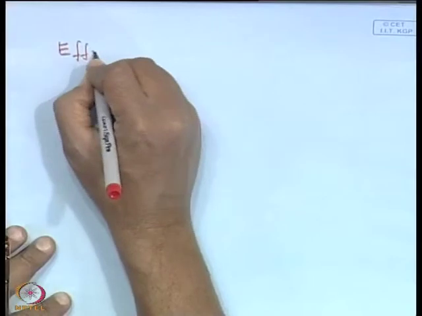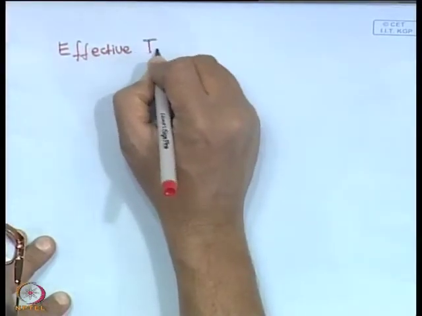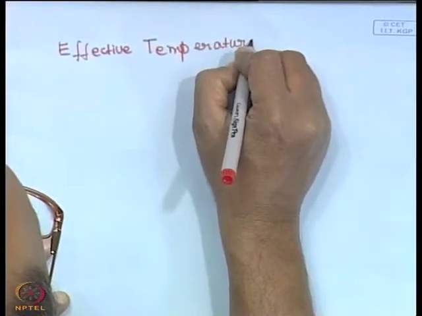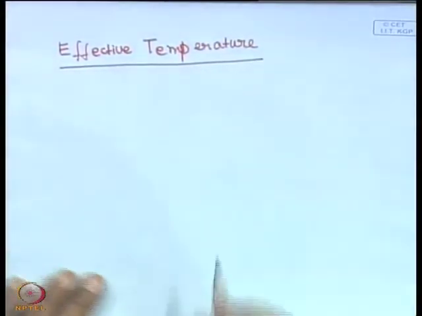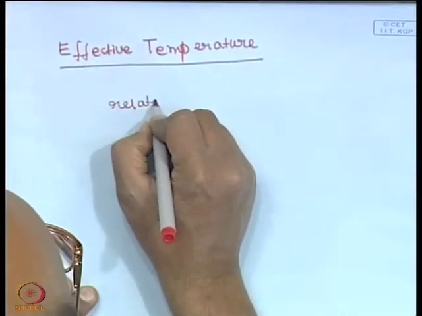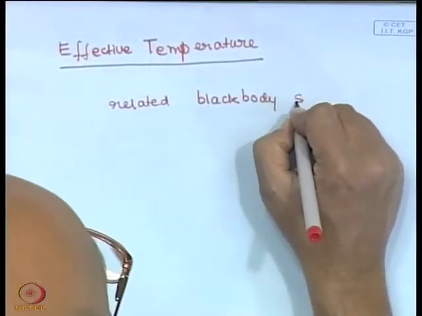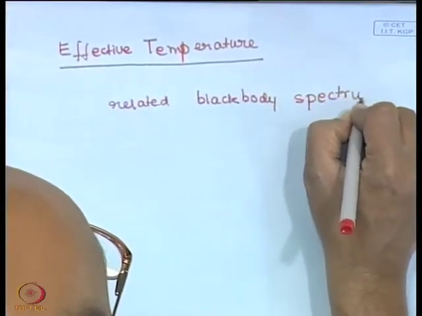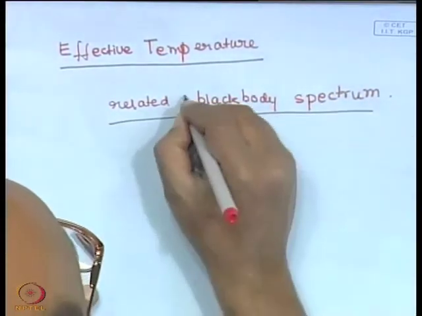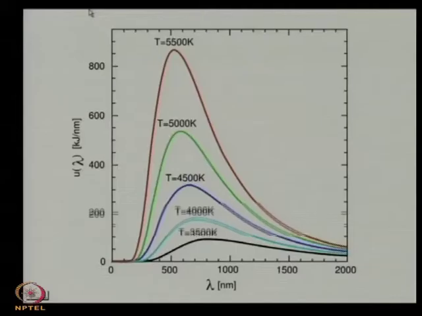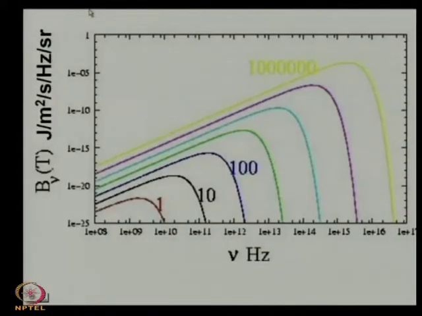These effective temperatures are related to the black body spectrum, and there are different effective temperatures which are used in astrophysics. So, let me go through this. One of them is called the brightness temperature.